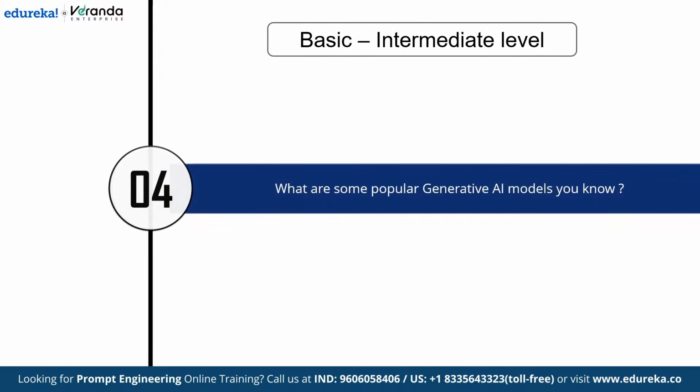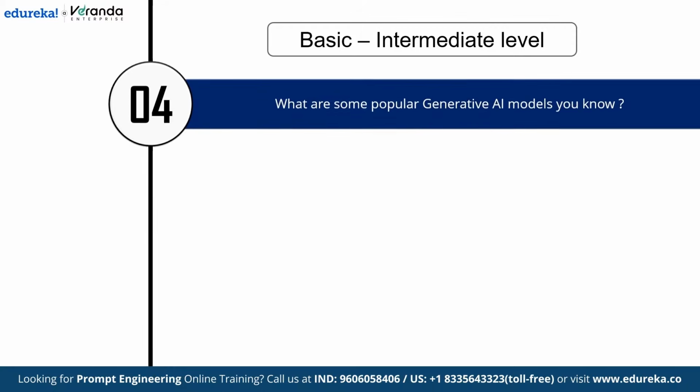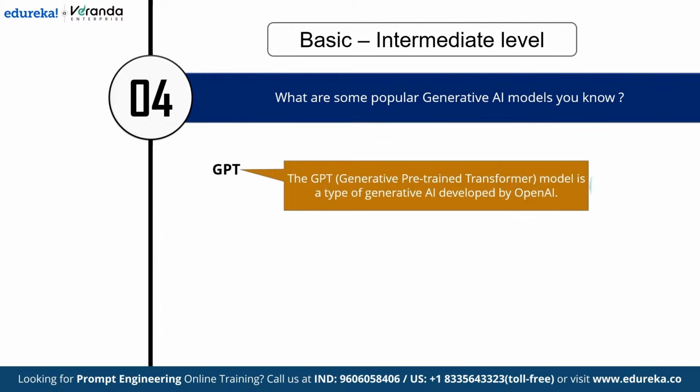So, our next question is, what are some popular generative AI models you know? The first one we have is GPT. GPT stands for Generative Pre-trained Transformer series, a series of language models designed to generate human-like text based on pre-trained data, enabling tasks like text generation, translation, and even summarization.